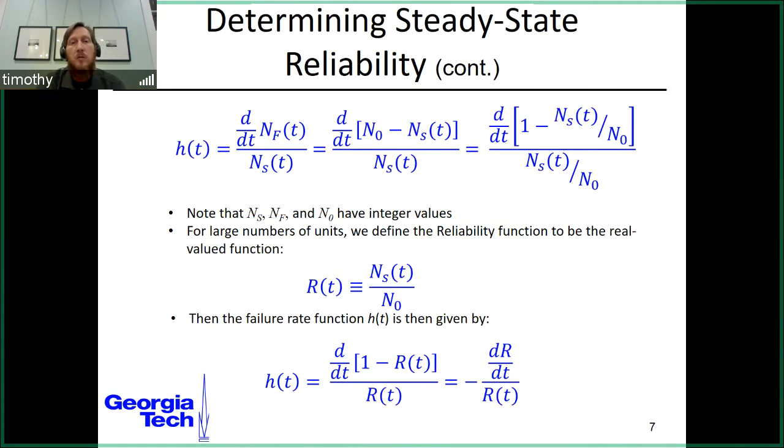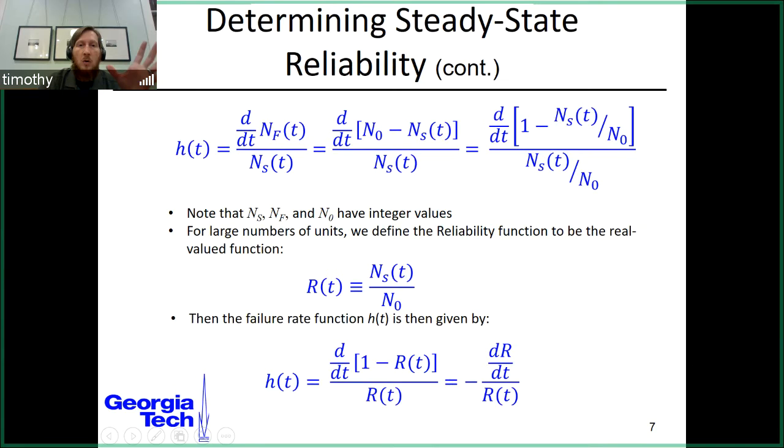So for a larger number of units, we define a reliability function to be a real valued function that is defined as the number of surviving divided by the total number. That's this constant ratio term that you can see being developed as h of t. Then, if we want to think about this in the opposite relation, we can say that the failure rate function, h of t, is given by d/dt of 1 minus r of t, divided by r of t. We can factor this out and come to this relation.